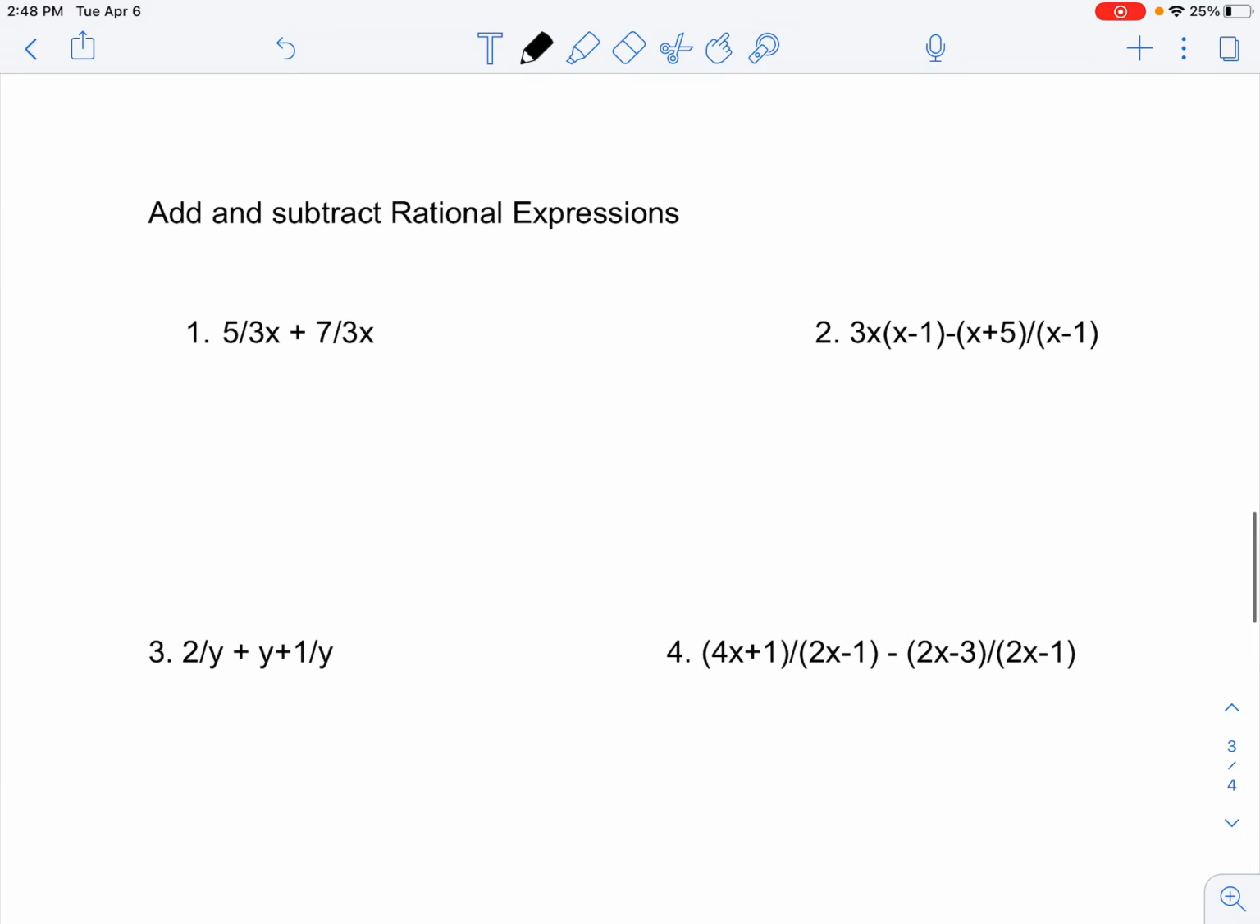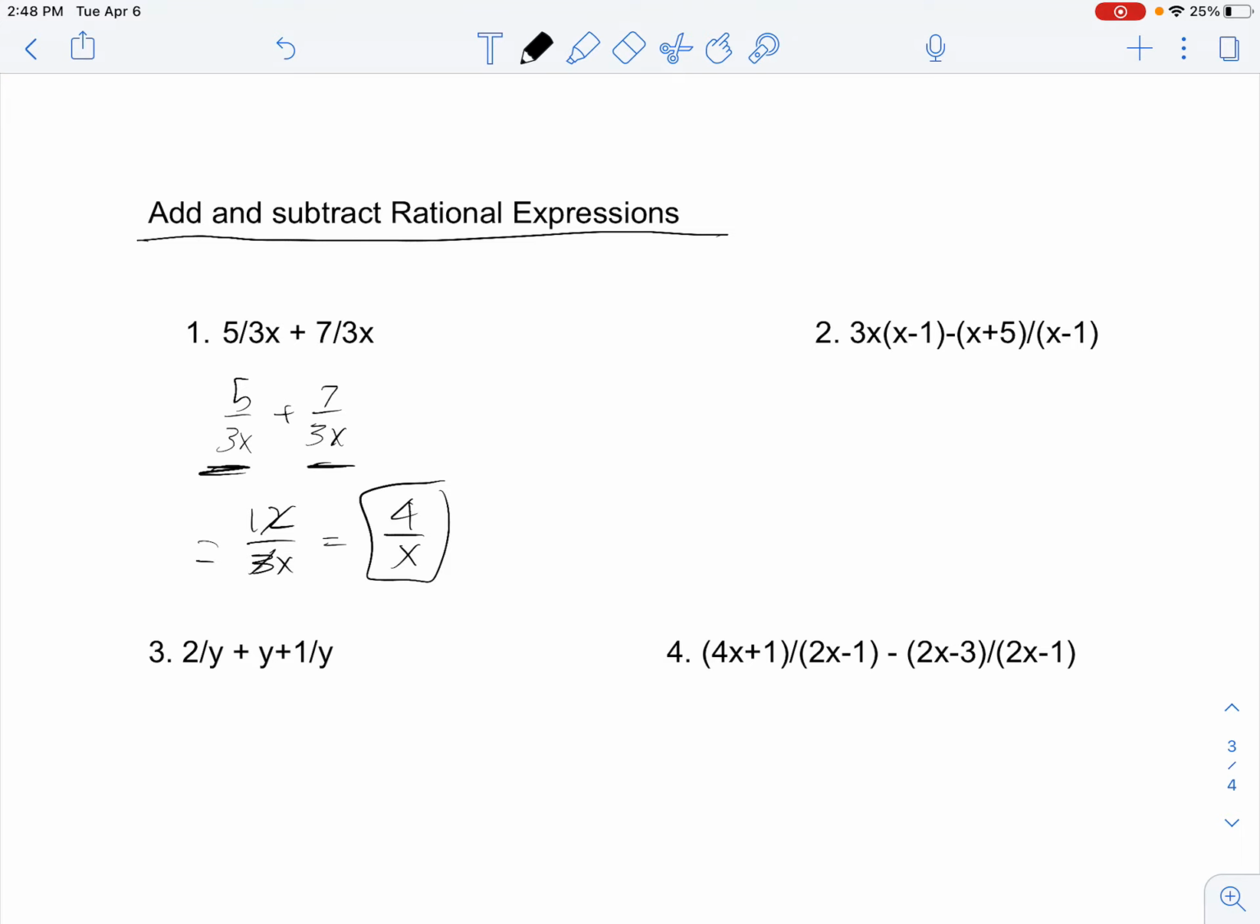Moving on, add and subtract rational expressions. So in this case, 5 over 3x plus 7 over 3x. Since they both have the same common denominator, you can just add the numerators together and you get 12 over 3x. Now you can simplify that into 4 over x, and that would be your answer.